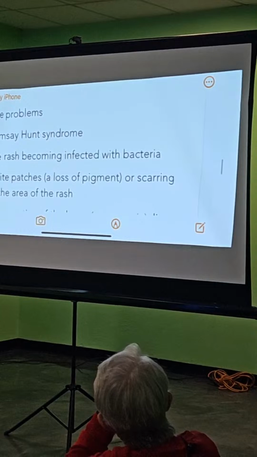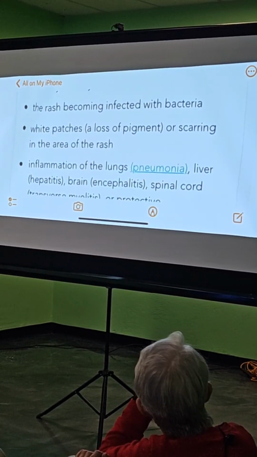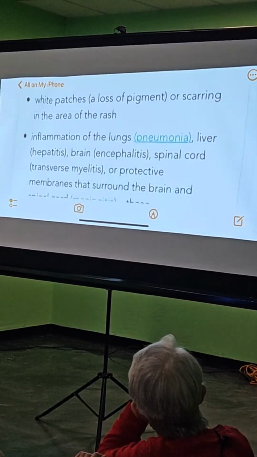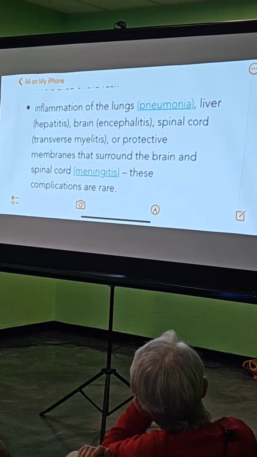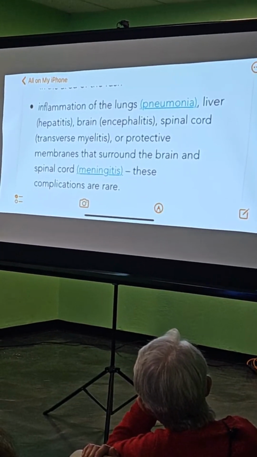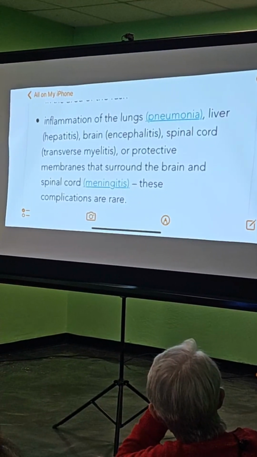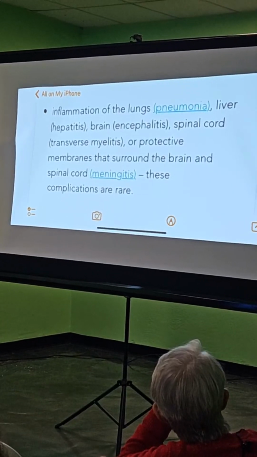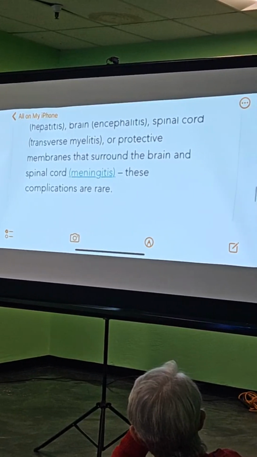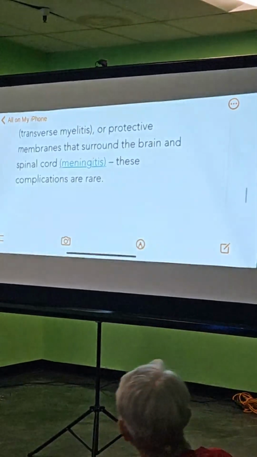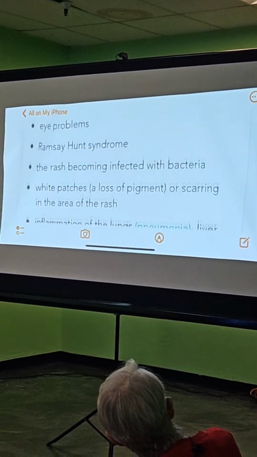Of course, it could be infected with bacteria, not all the good stuff we're putting all over it. Who cares about white patches? No one sees my dad's side. Okay, my dad almost died from COVID. He was in the ICU for 14 days. He's my miracle story using the phototherapy patches. So we could potentially have had massive inflammation of the lungs, inflammation of the liver, the brain, spinal cord, or the membranes that surround the brain and the spinal cord. Okay, so these are potential complications.